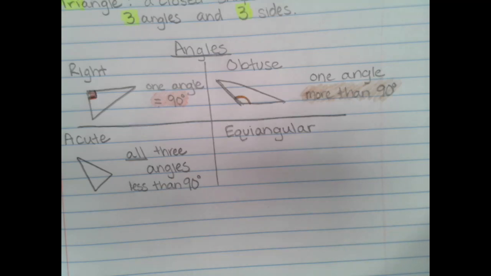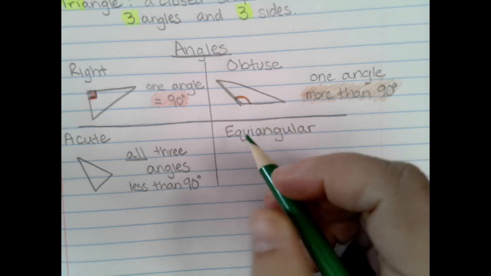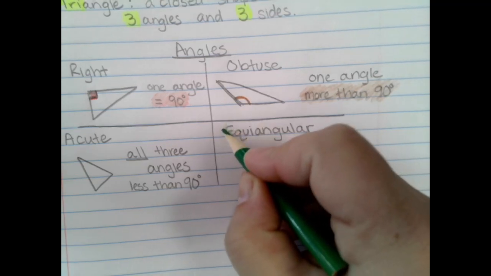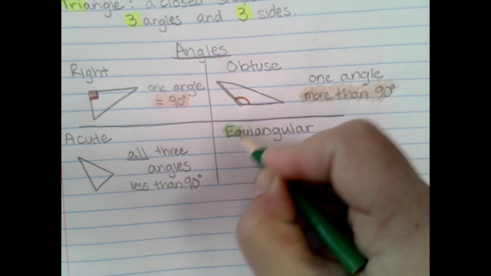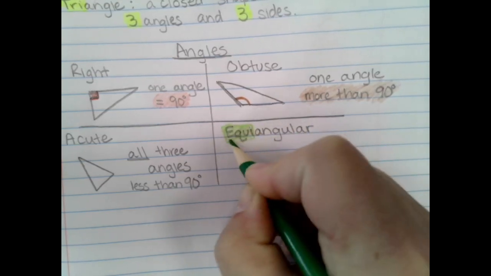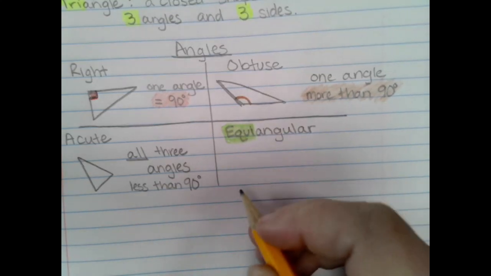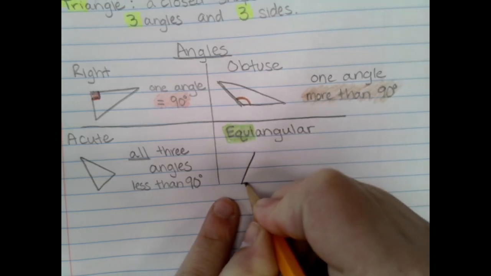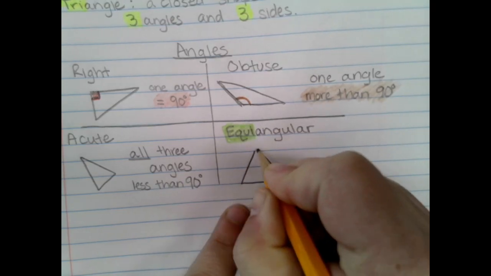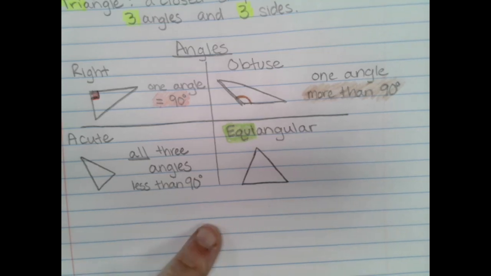When we say equiangular, what part tells us, what's our prefix for that? How does that word start? Equi. What do you think that means? E-Q-U-I. That they are equal. They're the same. So when I draw this triangle, I'm saying that all the angles are the same.